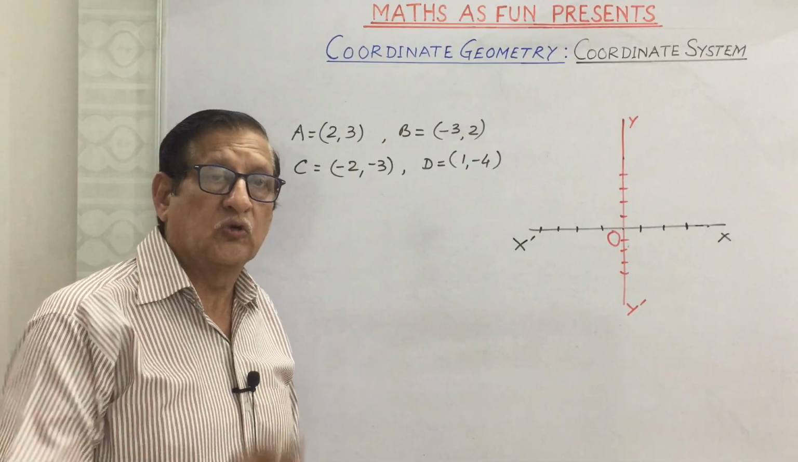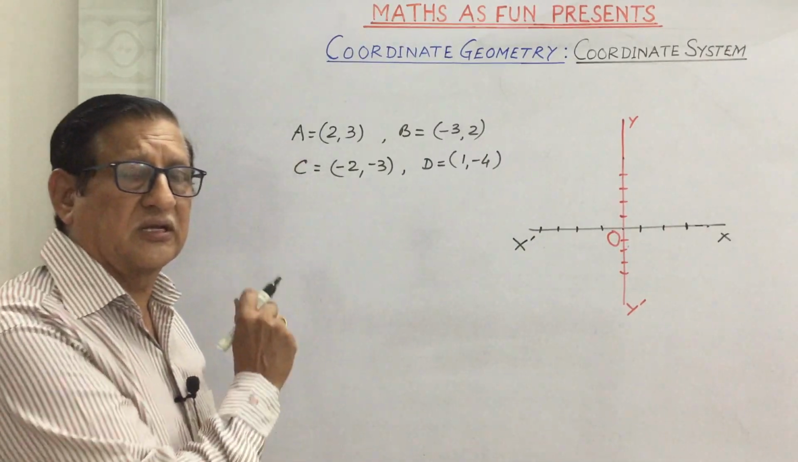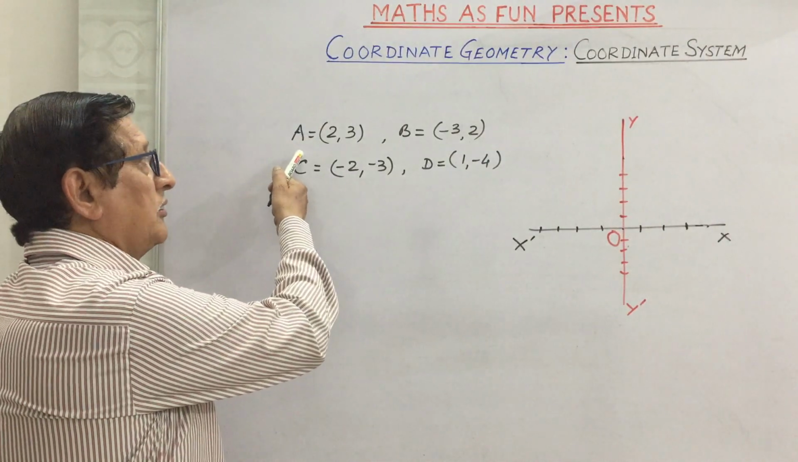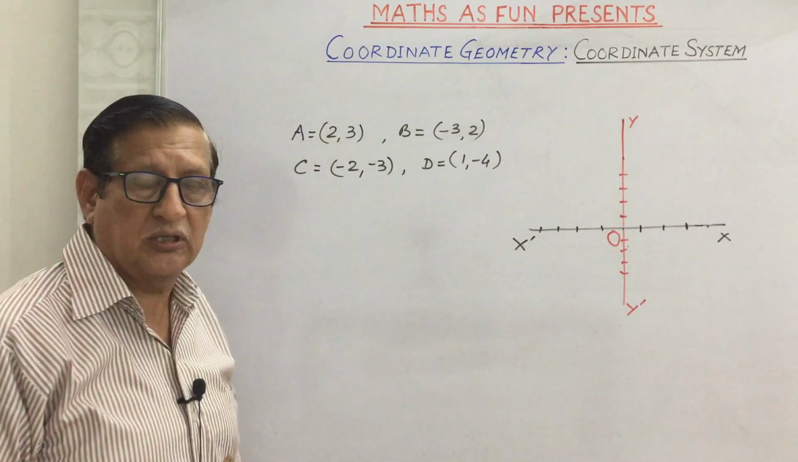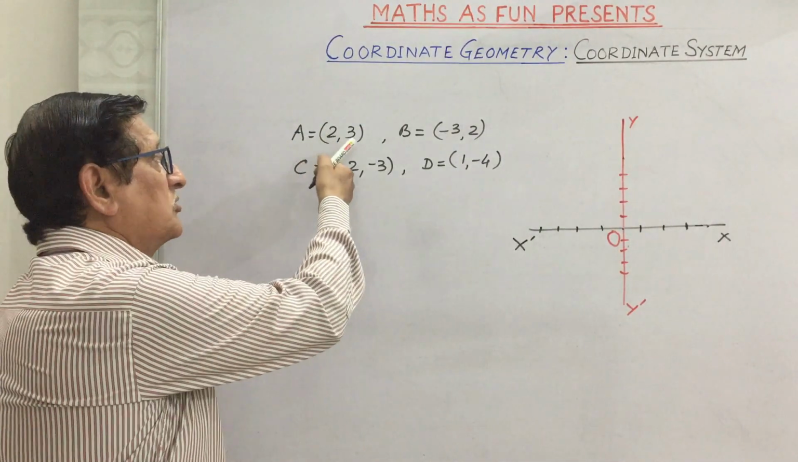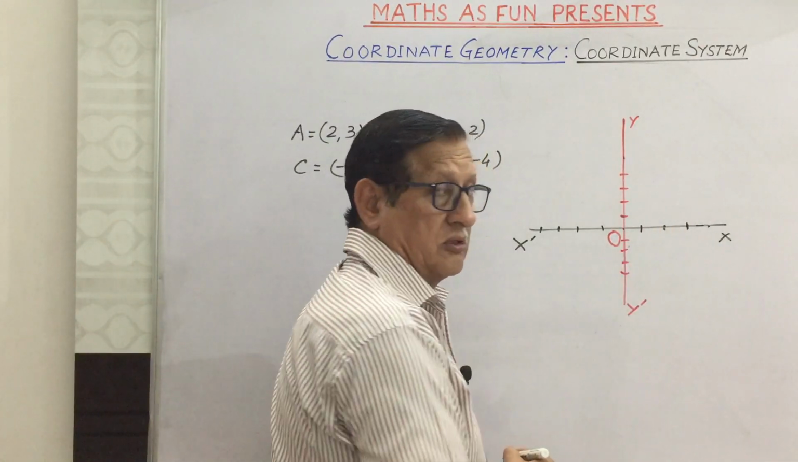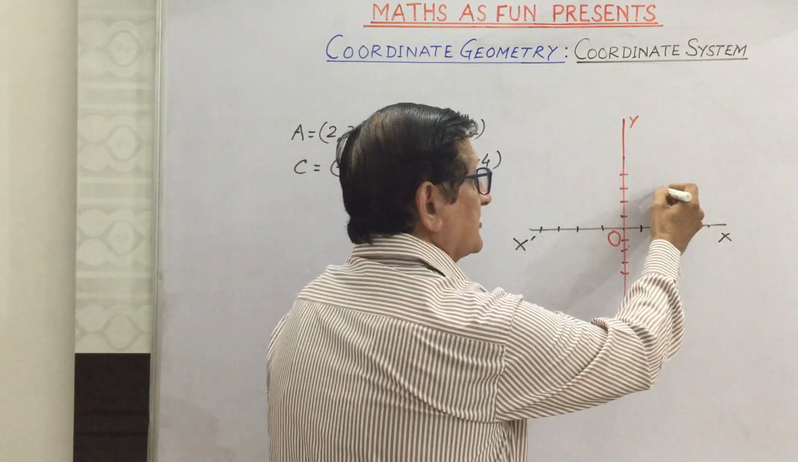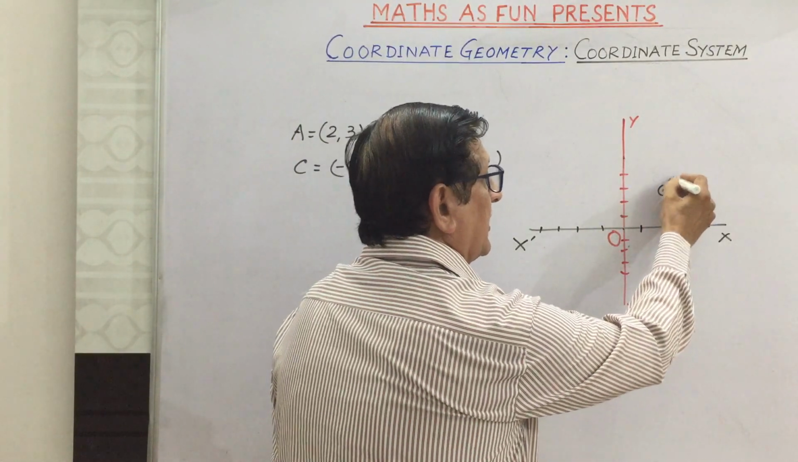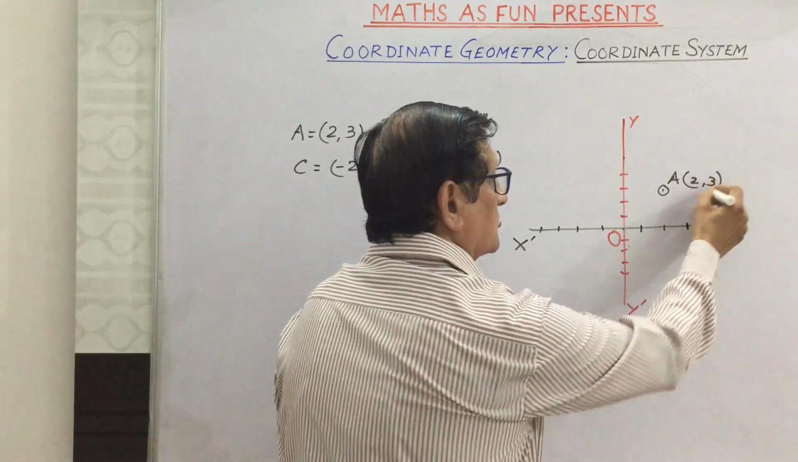Let's learn now to plot the points whose coordinates are given to us. Like here A, the coordinates are 2, 3. 2, 3 both are positive. 2 is the distance along the x-axis. 3 is the distance along the y-axis. So this is the point A, which is having the coordinates 2, 3.